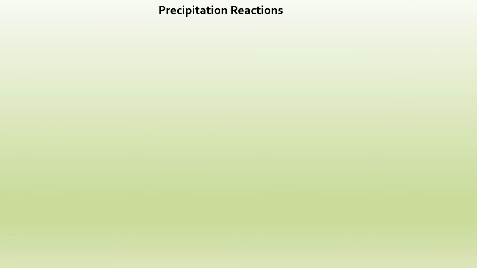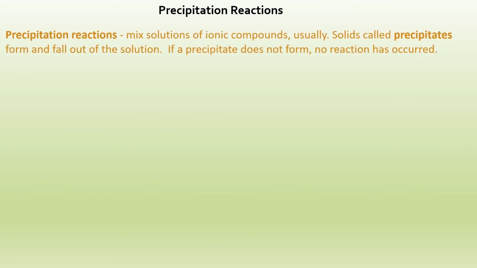The first reaction type we will look at is precipitation reactions, where we mix clear, not colorless, just clear solutions, usually containing dissolved ionic compounds, and when combined they form solids called precipitates that fall out of the liquid. Now, if a precipitate doesn't form, we assume no reaction occurred. For simplicity, we're going to limit the reactions to aqueous or water solutions.